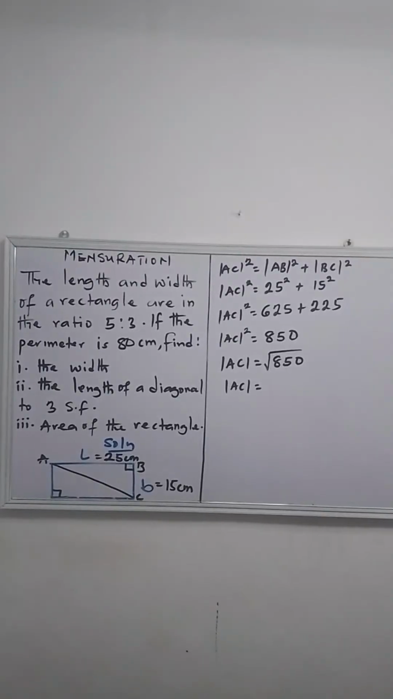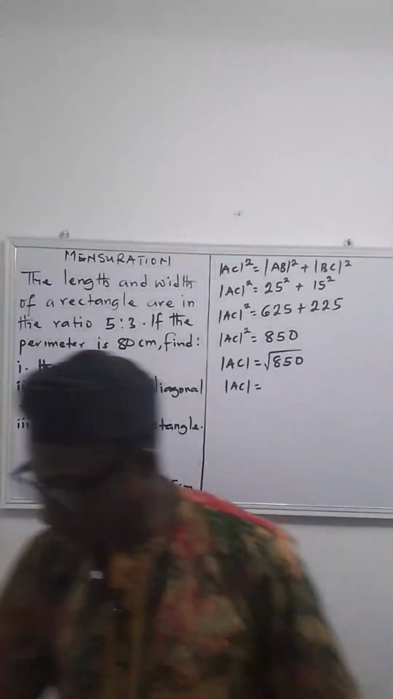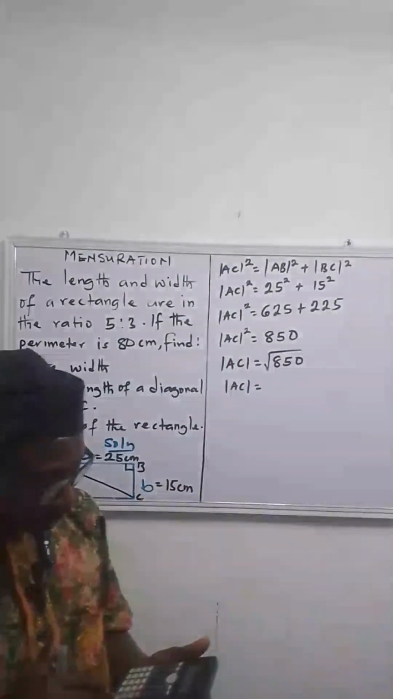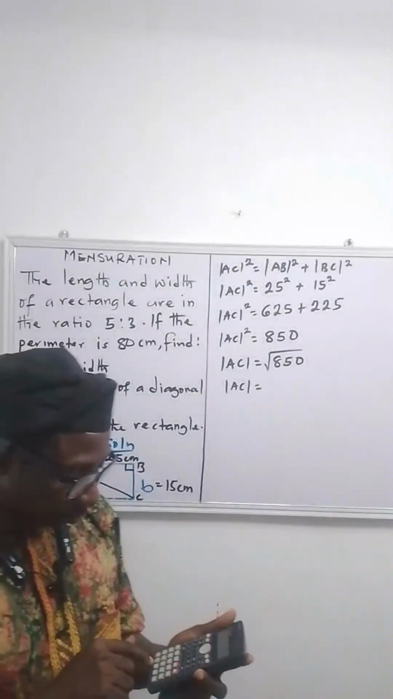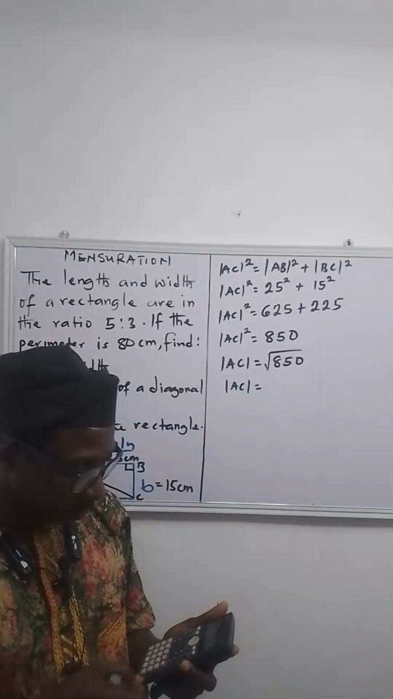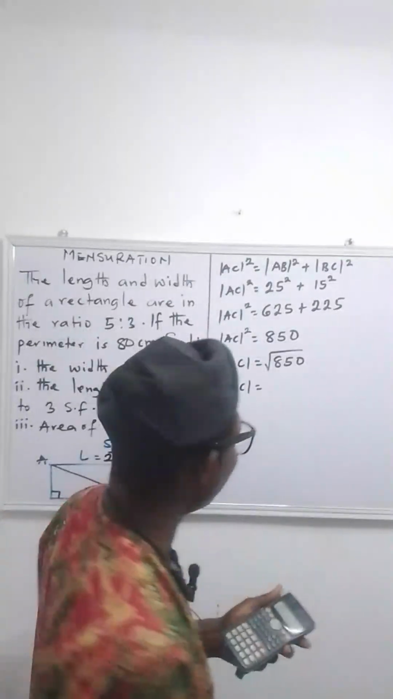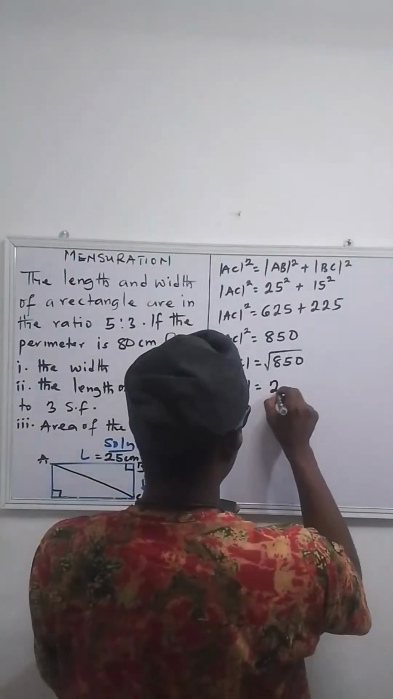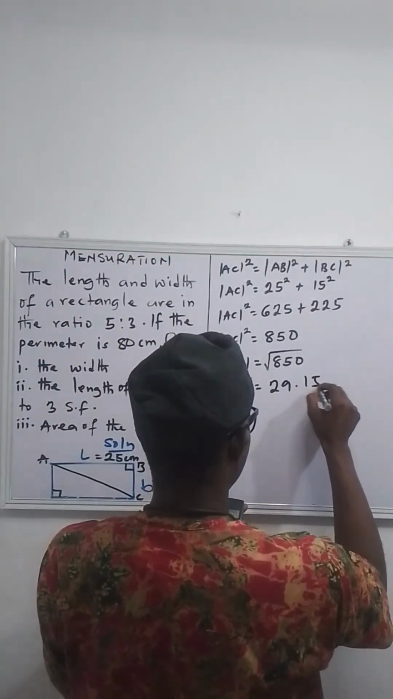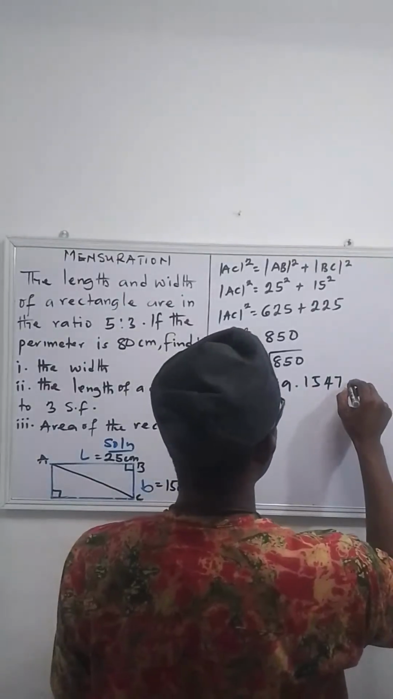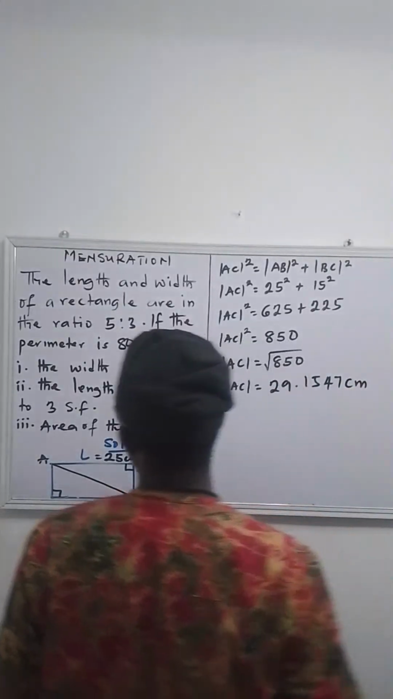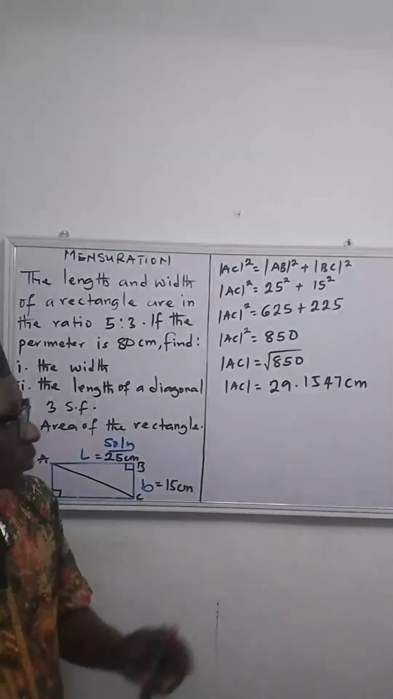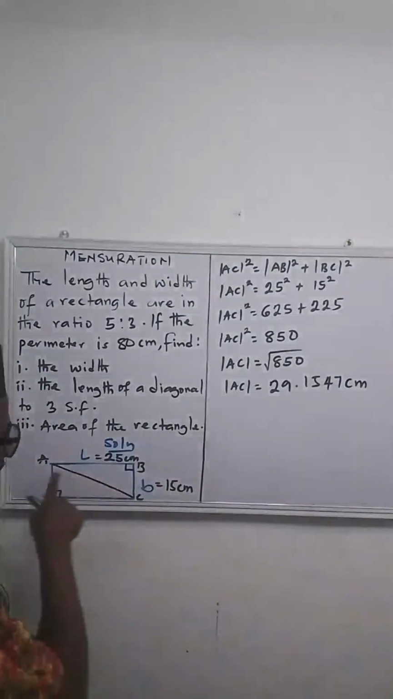Square root of 850. Yes. All right. So I expect you to have your calculator close to you. If you are doing it, this is what you're supposed to have. Square root of 850 is 29.15, 29.1547 centimeter. So this is what we have as AC, and that is the diagonal.